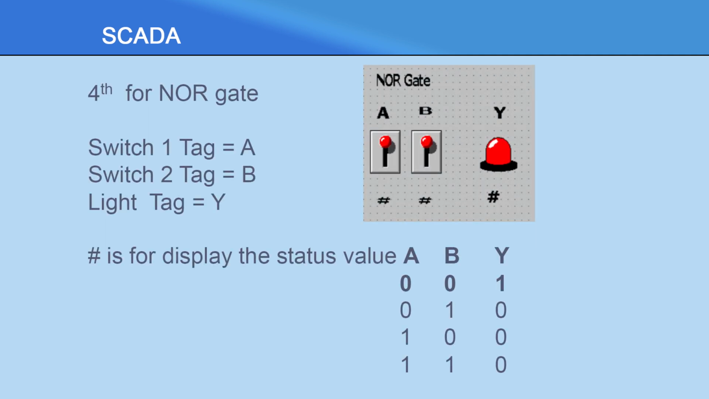Same, two switches, tag name A and B, light Y. Okay. We know the NOR gate operation: when both inputs are 0, then only the output will be 1, and for any of the inputs high or both of the inputs high, output will be 0. So we will get only the high output, or 1 output, when A and B are 0. So how can we convert it into the script?